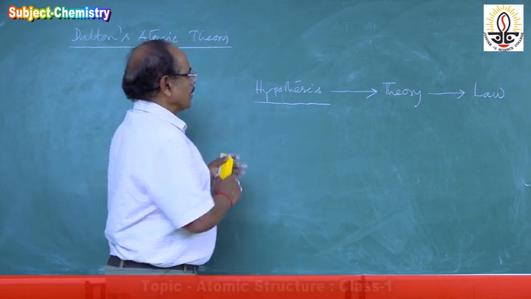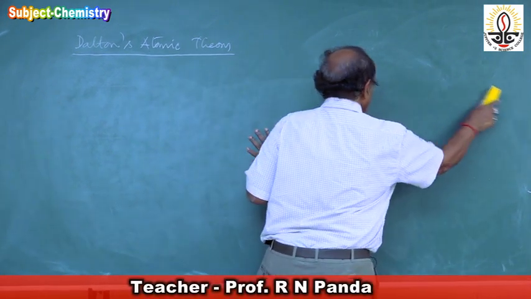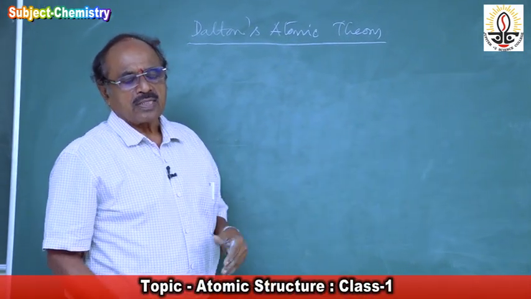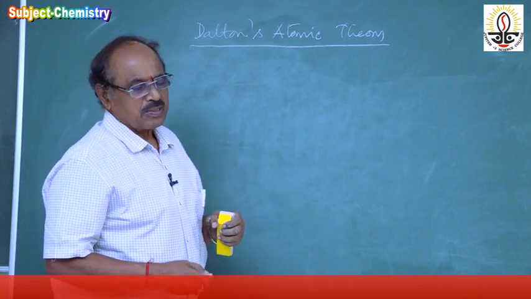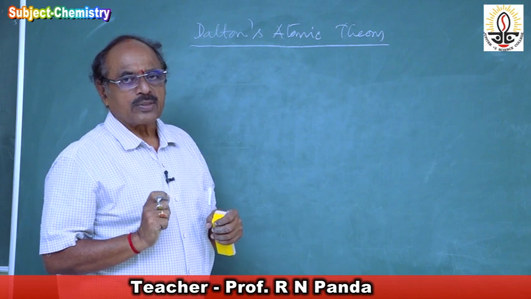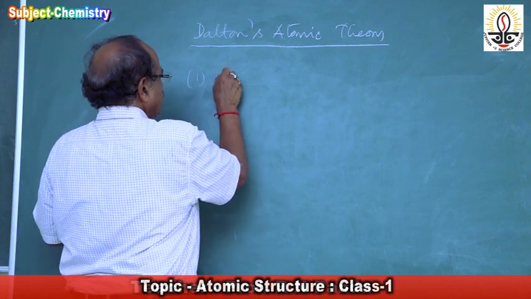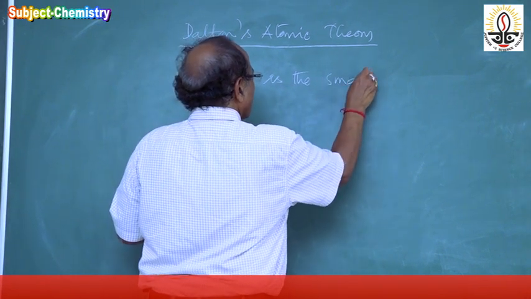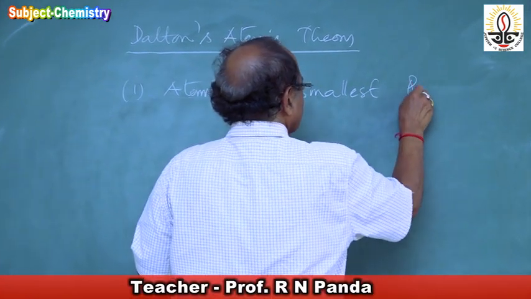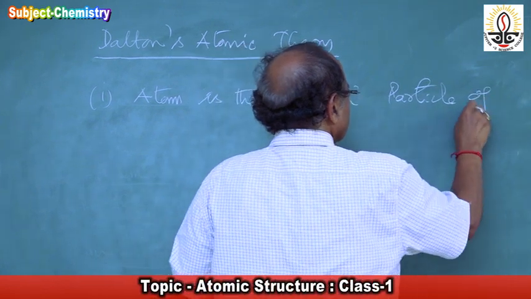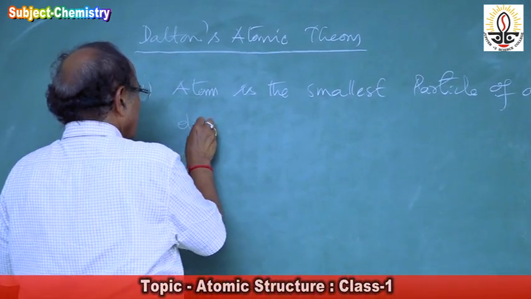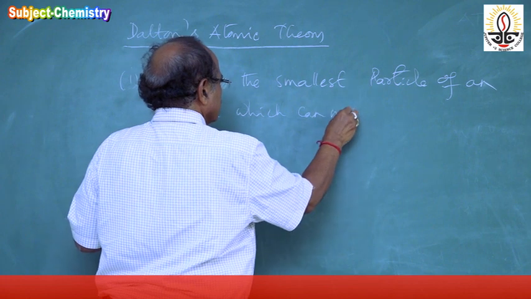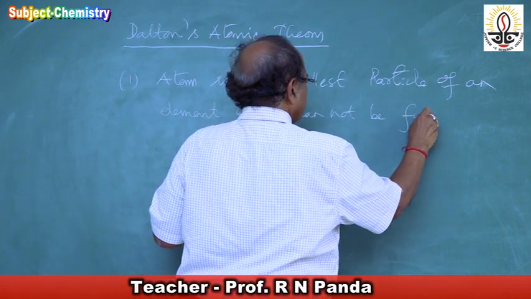So here it is a theory. Dalton, in characterizing an atom, has not verified things experimentally. It is a generalization of the facts about the atom. So the fundamental postulates of Dalton's atomic theory are, what is one? The atom is the smallest particle of an element which cannot be further subdivided.